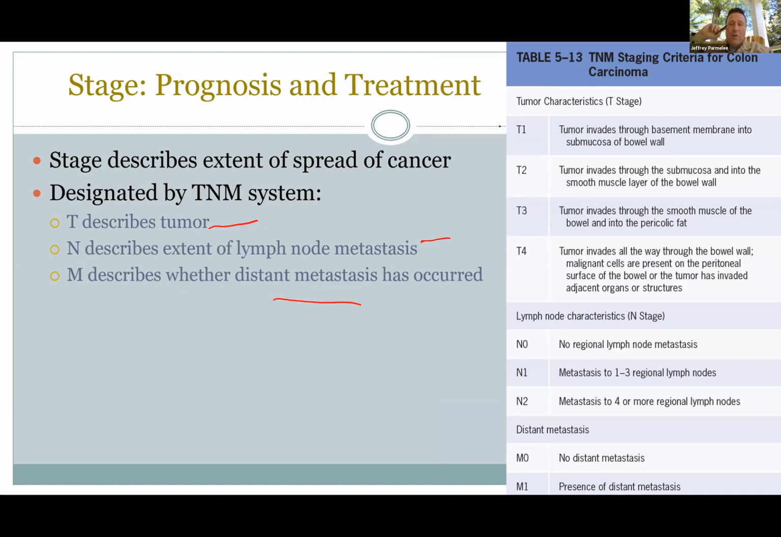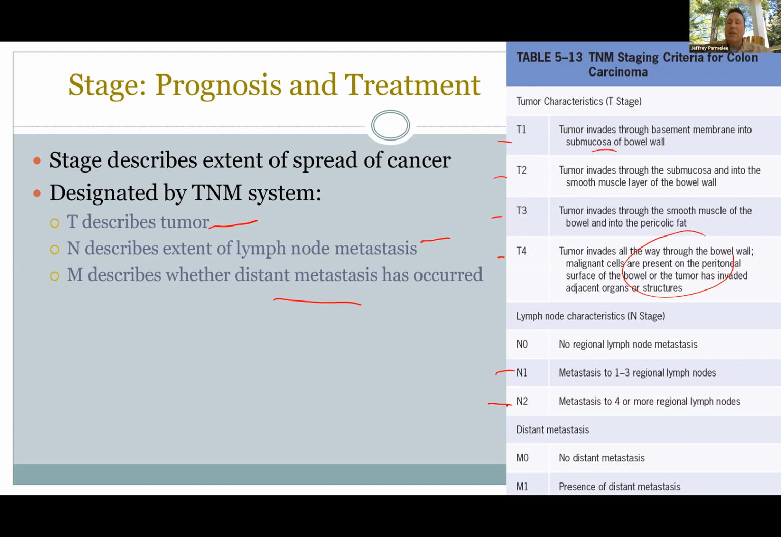When they look at the tumor, you can see there's the best to the worst, where it's gone all the way through the bowel wall. And here it's just in the submucosa, it's still contained. Lymph node characteristics, you can see it's traveled to 1 or traveled to 4 or more.